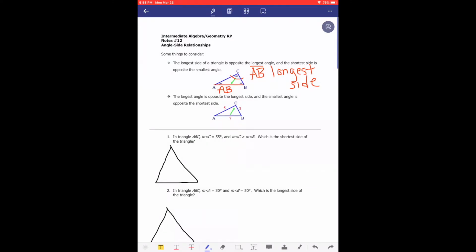In the next diagram, they're giving you the sides of the triangle rather than the angles. It says the largest angle is opposite the longest side, and the smallest angle is opposite the shortest side. So the longest side here is AB, that's 7, and the angle opposite, that's angle C. So you know angle C is going to be your largest angle in the triangle. And the same rules would apply for the shortest side and the smallest angle.